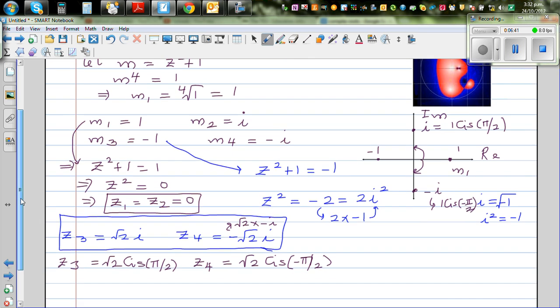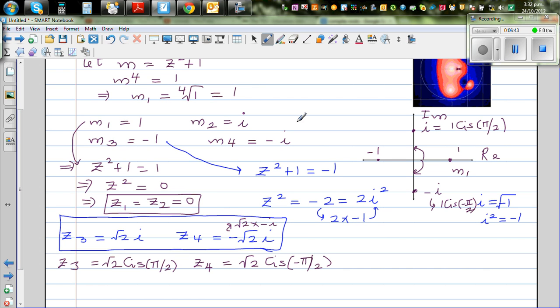Okay, so let's look at this i and negative i. Let me use a different color. So let me rewrite. m2 is equal to i, and that means z squared plus 1 is equal to i, and that means you can say z squared is minus 1 plus i.